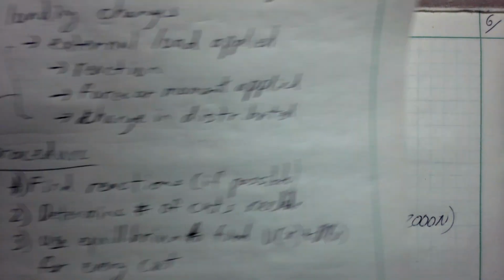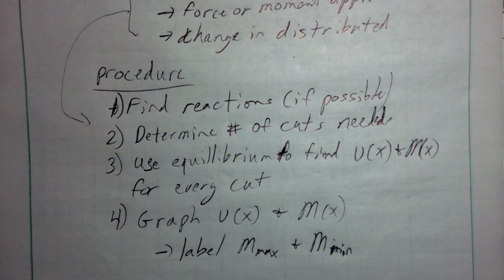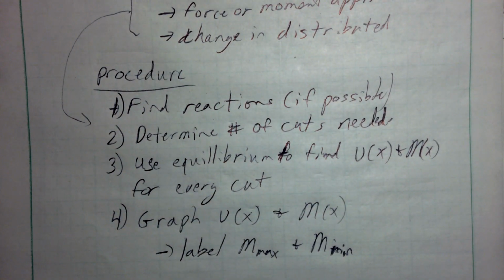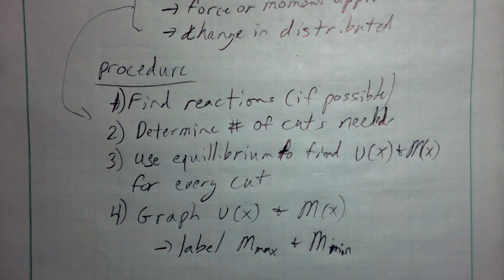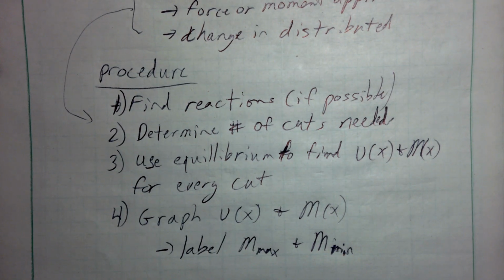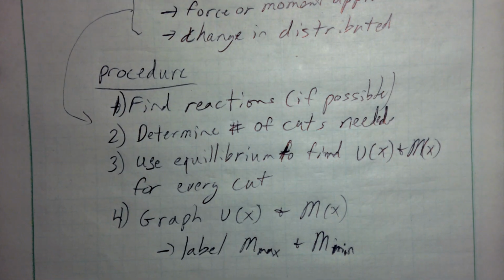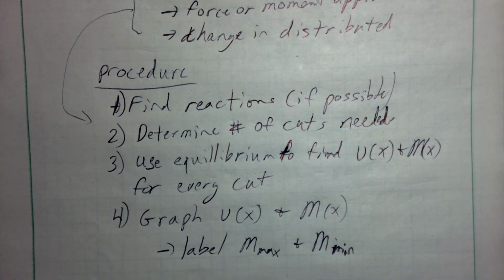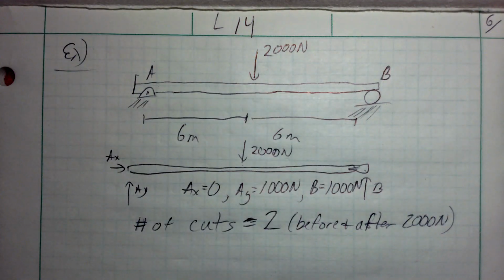Okay, that's step 2. How many cuts do I need? Step 3 is I'm going to write equilibrium equations for each cut. Go ahead and draw a free body diagram of the cut, write equilibrium equations. We're going to cut it arbitrarily at some point x in the area where it needs to be cut. And then I'm going to write equations for shear and moment as functions of that x. And then I'm going to draw graphs of those functions.